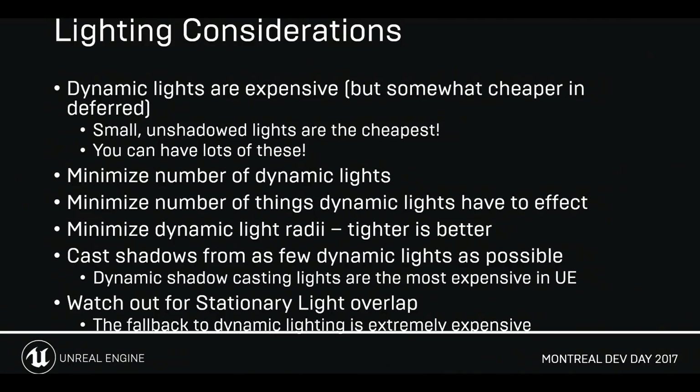Minimize the number of things dynamic lights have to affect. Dynamic lights, particularly if you're using dynamic shadows, have to process the actual geometry of whatever they're casting shadows on. So if you're doing a dynamic light against a very high resolution piece of geometry, that gets expensive too. So know about that sort of thing. Minimize dynamic light radii. Keep those radii really, really tight. Cast shadows from as few dynamic lights as possible.